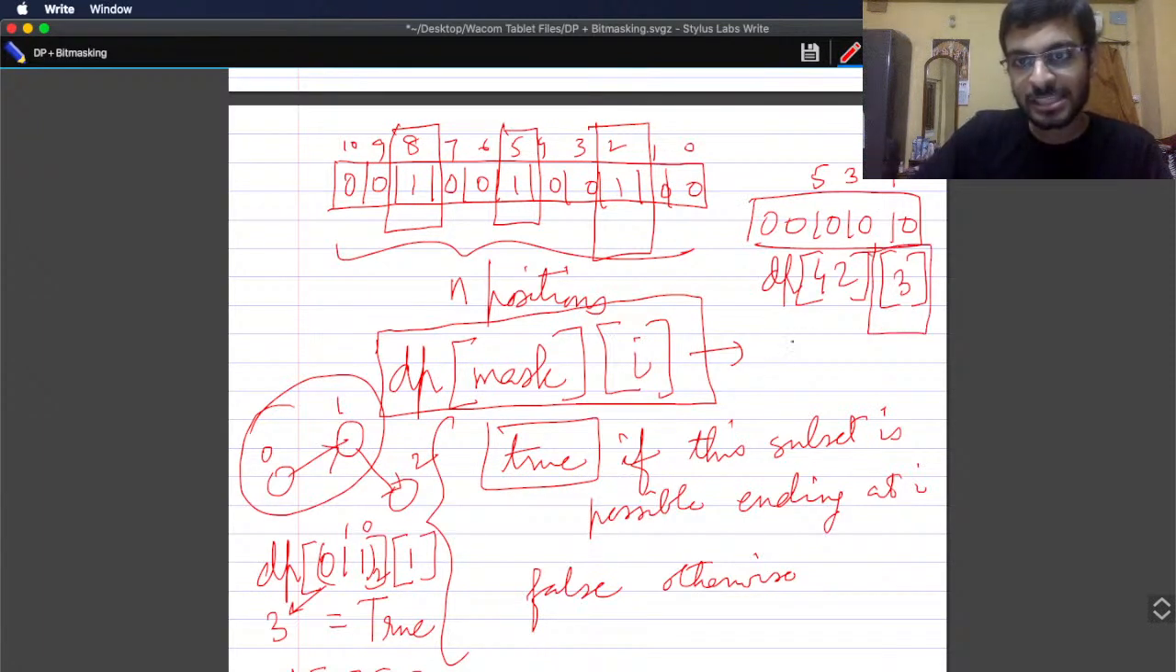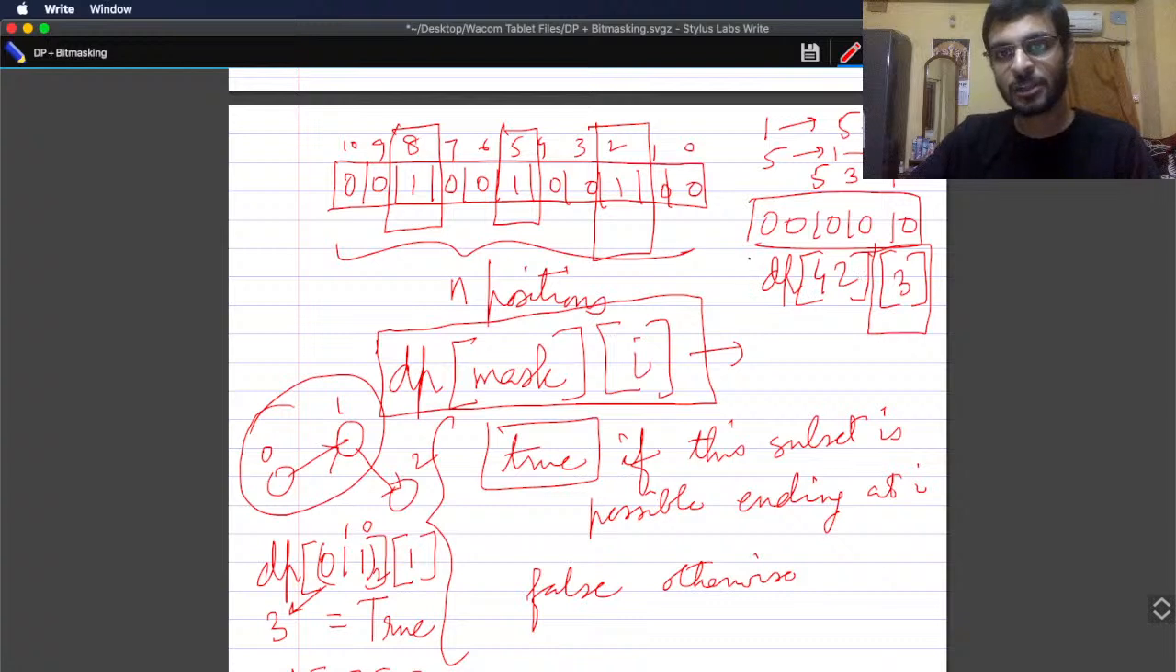So what are the possibilities? It can be something like this. It can be from 1 to 3, it can be from 1 to 5 to 3, or it can be from 5 to 1 to 3. If any of these paths are there, then this value will return true. 42 is the decimal equivalent of the subset that we have chosen. Okay.